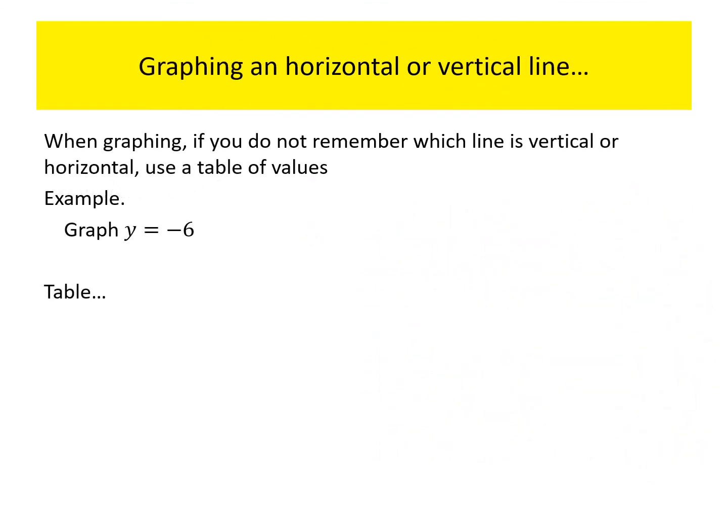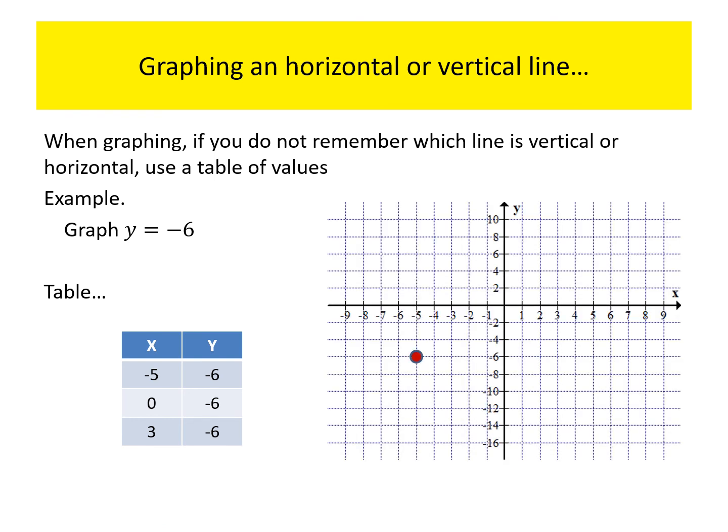When graphing, if you do not remember which line is vertical or horizontal, use your own table of values. An example, graph y equals -6. Make up your table of xy values, choose 3 points. Make sure that all your y values here are the same -6. Choose any 3 values of x you want. They don't have to be these. You could have said 0, you could have said 1, -1, or anyone would be fine. Go ahead and graph these 3 points now, connect your line, and you have y equals -6.